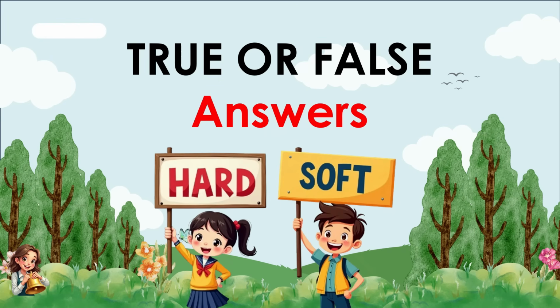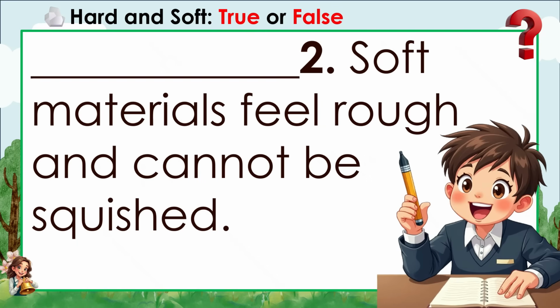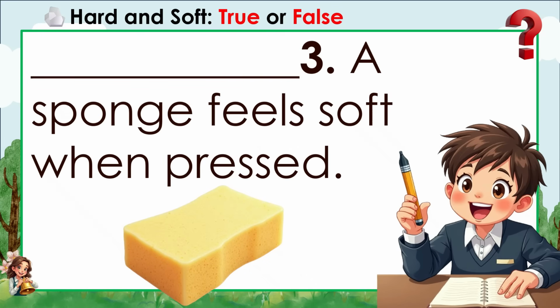Okay, let's go for the answers. Are you ready? Okay, let's see the answers. 1. Hard materials cannot be easily pressed or bent. True. 2. Soft materials feel rough and cannot be squished. False. 3. A sponge feels soft when pressed. True.